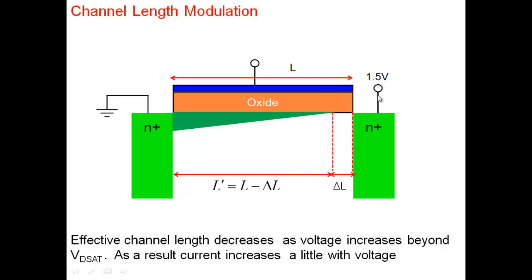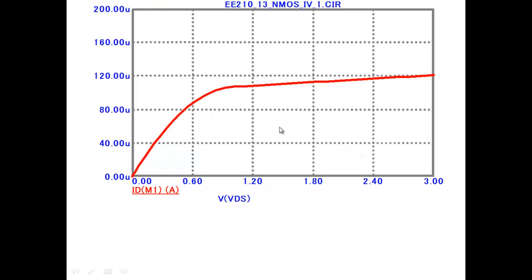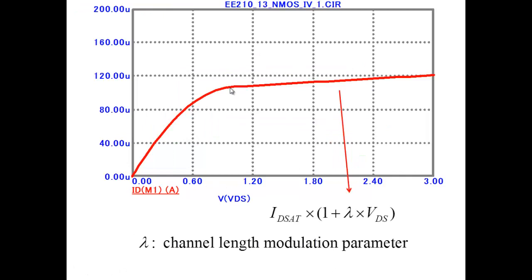Beyond from 1 to 1.5 and 2, all that is happening is that delta L is increasing, the effective channel length is decreasing, and the current increases a little with voltage. So this was the point where we said a pinch-off occurs, and beyond pinch-off, saturation occurs, and beyond pinch-off, the current, as you can see here, slightly increases.